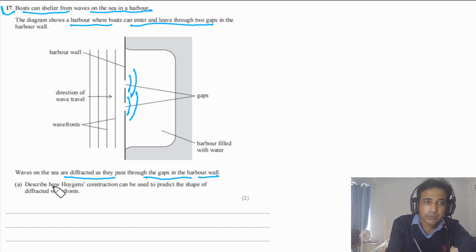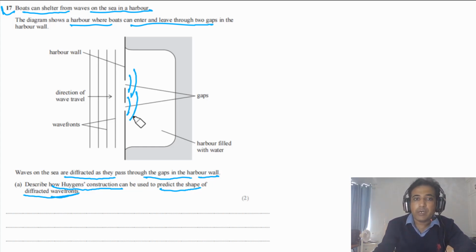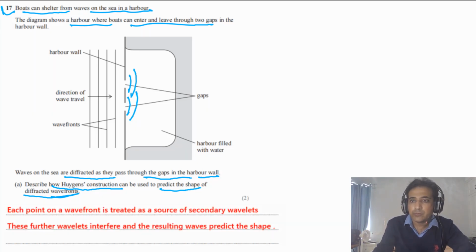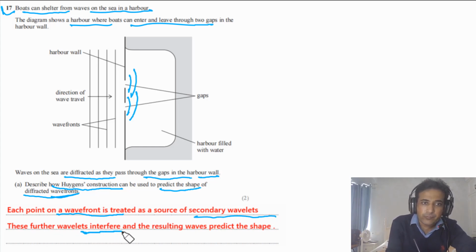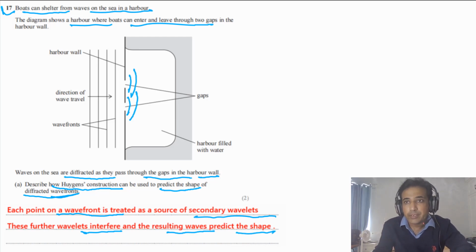For part A, we need to describe how Huygens construction principle can be used to predict the shape of diffracted wave fronts. How we can determine the shape of these diffracted waves. For this one, simply we need to understand Huygens principle, and this is what you need to write down for the answer as well. Huygens principle simply tells us each point on a wavefront is treated as a source of secondary wavelets. These secondary wavelets interfere and the resulting waves predict the shape of diffracted waves.